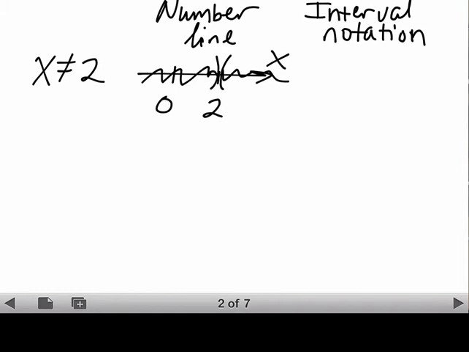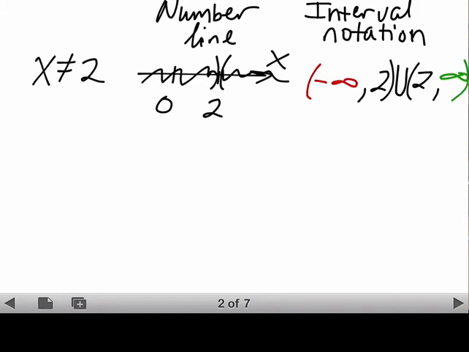As far as interval notation, these two intervals are from -infinity to 2, with a parenthesis at 2, and then 2 to infinity. And the infinities get parentheses. Because we have two distinct intervals, we connect them with a U symbol that represents a union. And this is a compound inequality because it refers to two distinct intervals.